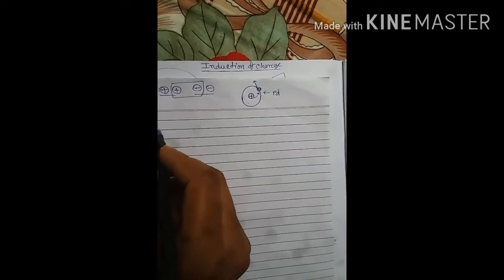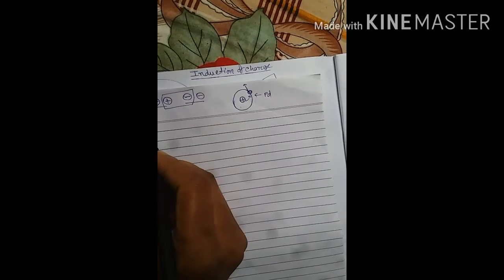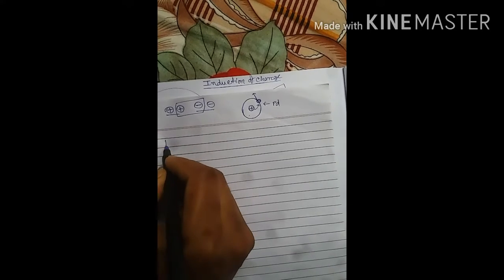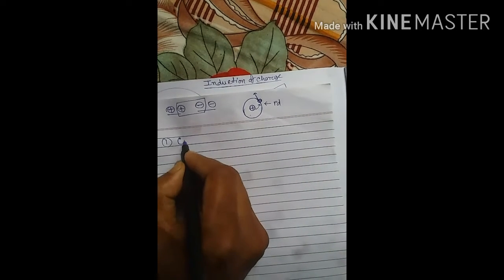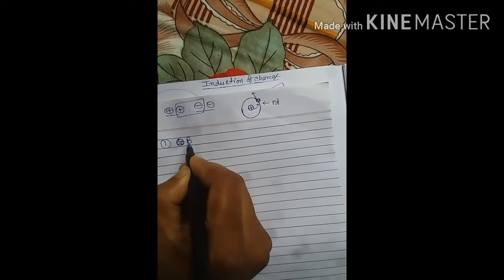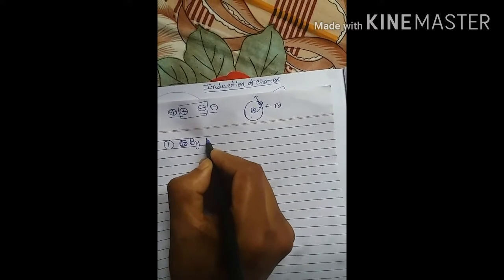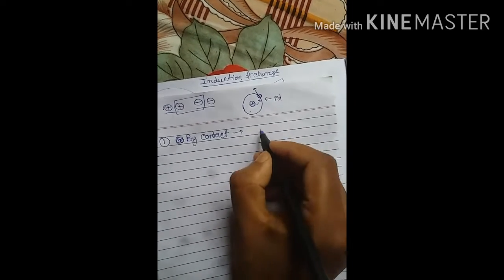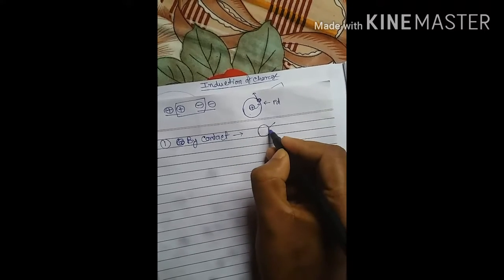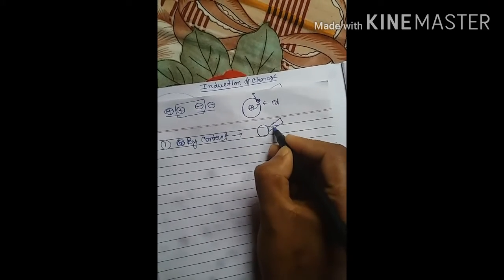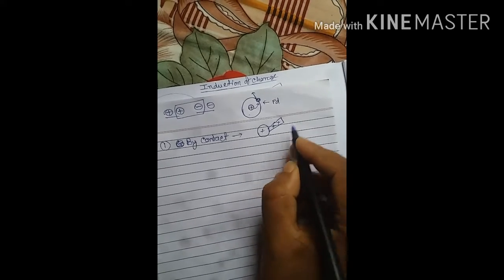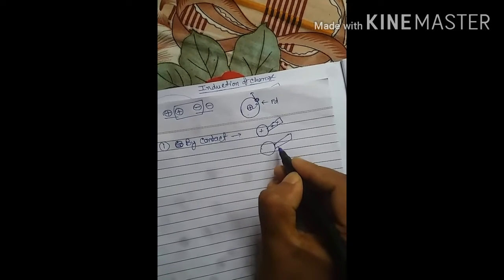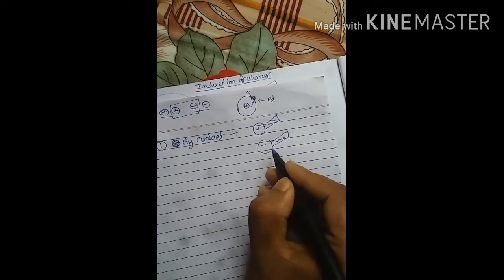Now we will understand how to get a charged body. Number one is by contact. By contact means, suppose this is a neutral body, and if we touch this body with a positive charge, then it will become positively charged. And if this neutral body is brought into contact with a negatively charged body, then it will become negatively charged.